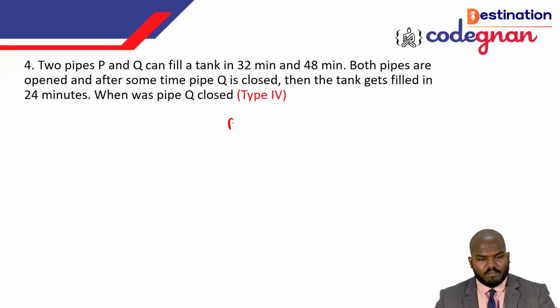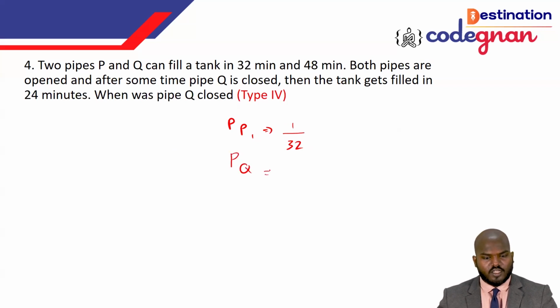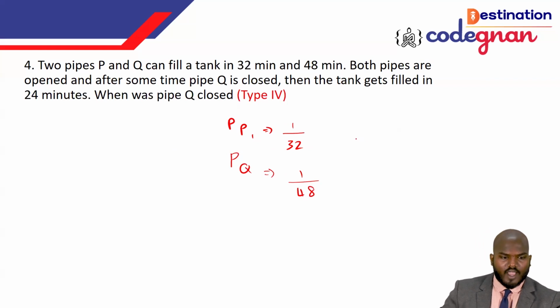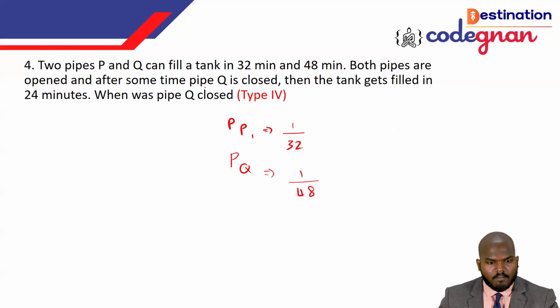Pipe P's 1 minute work we can say is 1 by 32 part, and pipe Q's 1 minute work we can call 1 by 48 part. Both pipes are open. After some time pipe Q is closed, then the tank is filled in 24 minutes. That is the point they have given in this one.